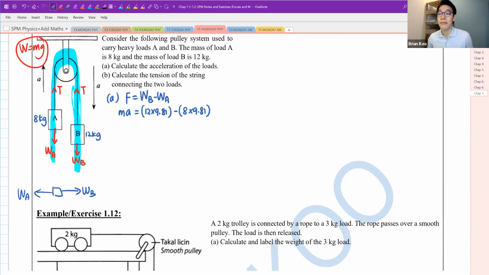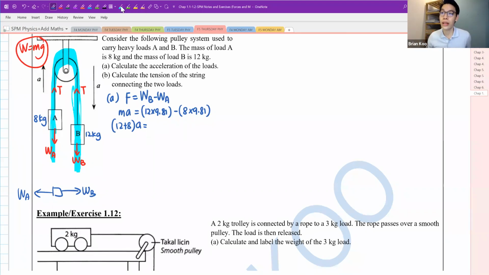Next question, what is the mass? I can't take 8 kg. I can't take 12 kg because I'm looking at the entire system. The entire system, what is the total mass that is accelerating at the same time? In total, this force in total is trying to move 20 kg. Okay, in total, this acceleration or this force is able to move 20 kg in total.